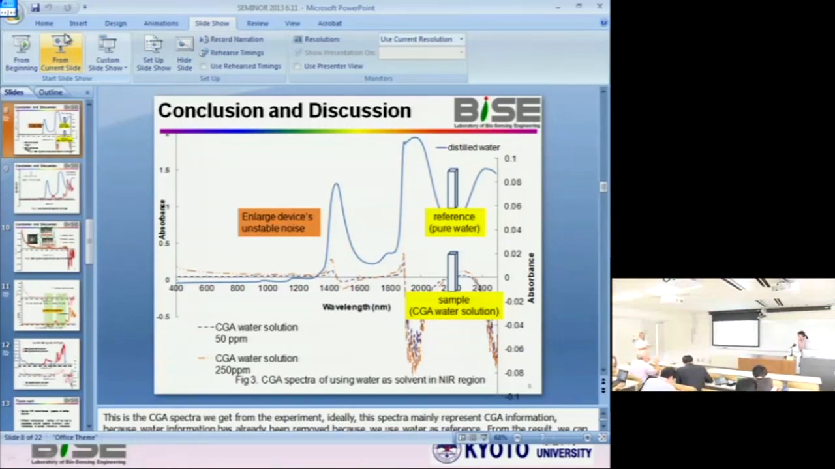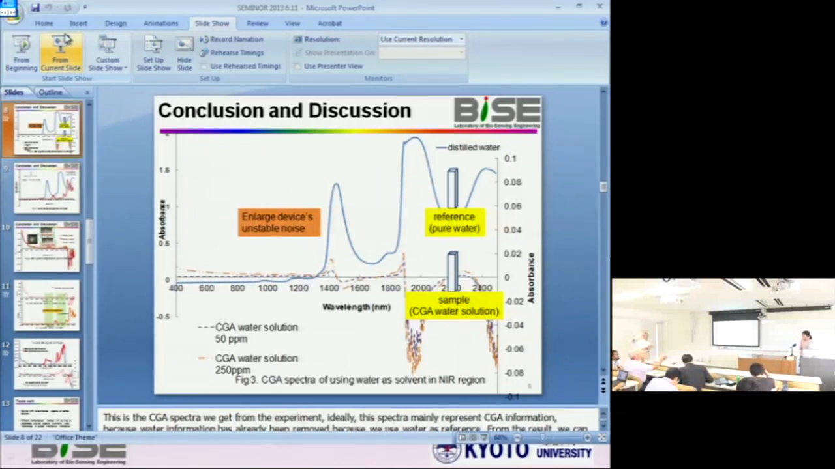If you had pure distilled water in both your reference and your sample cells in the dual beam, do you get a perfectly flat signal? You mean use water as sample and water as reference? Yes. No. The baseline is not zero, just a little flat. So it is the instrument, the noise, yes.